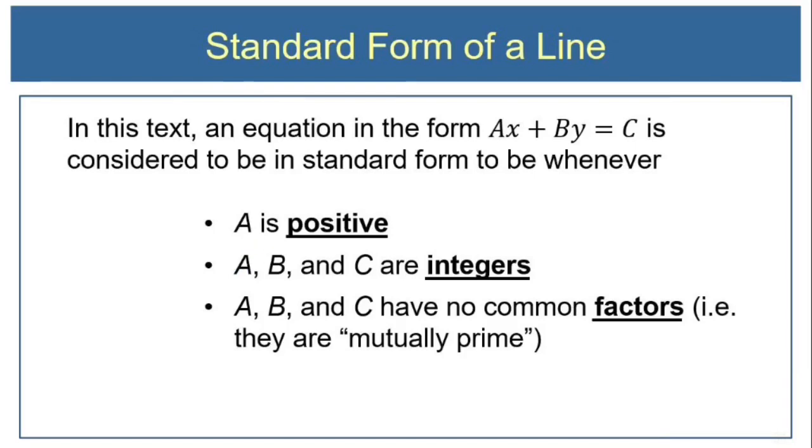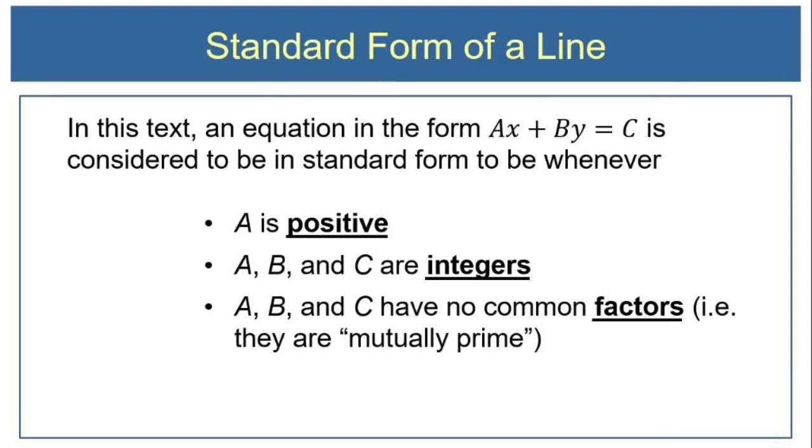The a has to be positive, so you can't have a negative a. If a were negative, we'd have to multiply through by -1 to make it positive. Okay? The a, the b, and the c all have to be integers, so there won't be any fractions here. And also a, b, and c cannot have any common factors. In other words, they have to be mutually prime.